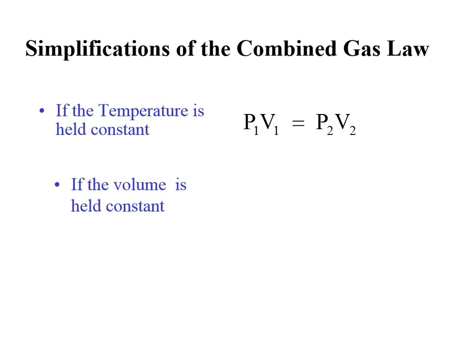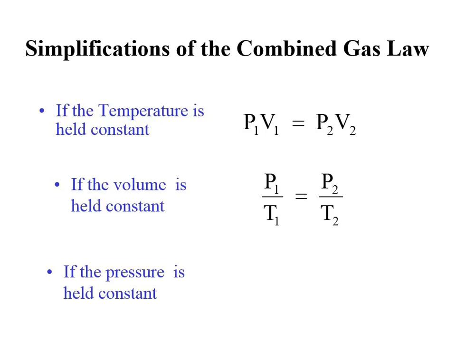We've got a few other ones. What if the volume is held constant? If the volume is held constant, then that V term goes away. So you have P1 over T1 is equal to P2 over T2. And the last scenario is if your pressure is constant. If in addition to your moles, your pressure is also constant, then V1 over T1 is equal to V2 over T2. Kind of makes sense. I love the combined gas law.